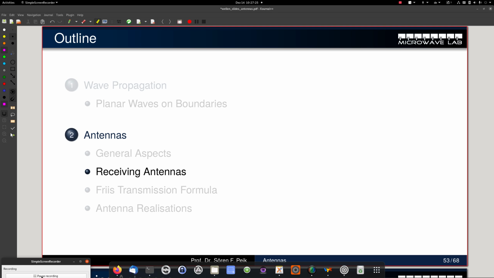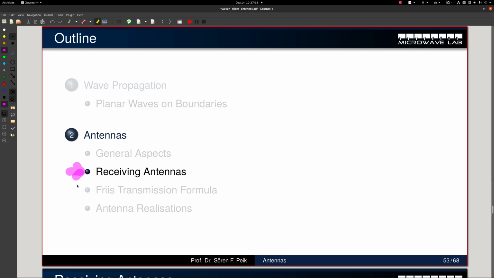Today we have our second lecture on antennas, and today I would like to look deeper into receiving antennas and into the so-called Friis transmission formula. There are only a few aspects left. Once we have all these aspects in our portfolio, we can use them and practice.